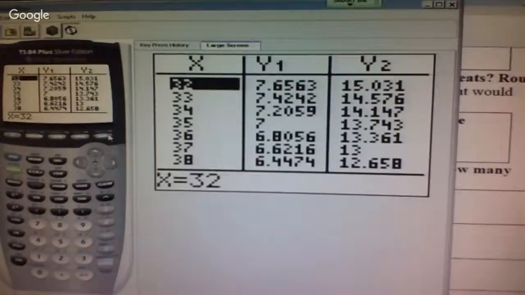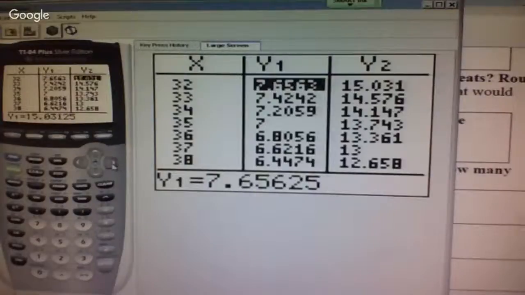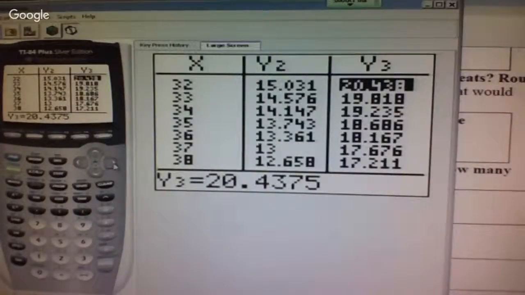Okay, when I change your standard divisor to 32, we're now at 7, because remember, this is lower quotas, so just drop your decimal. So we're at 7, 15, and 20. We're at 42.